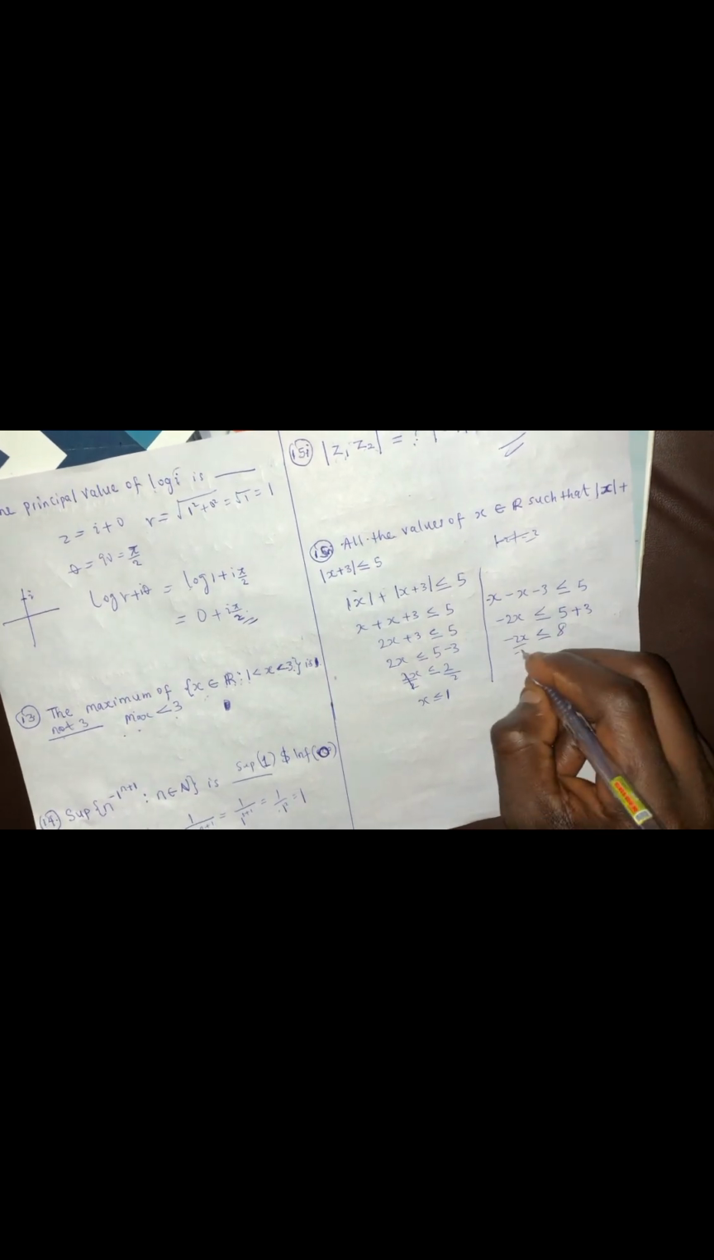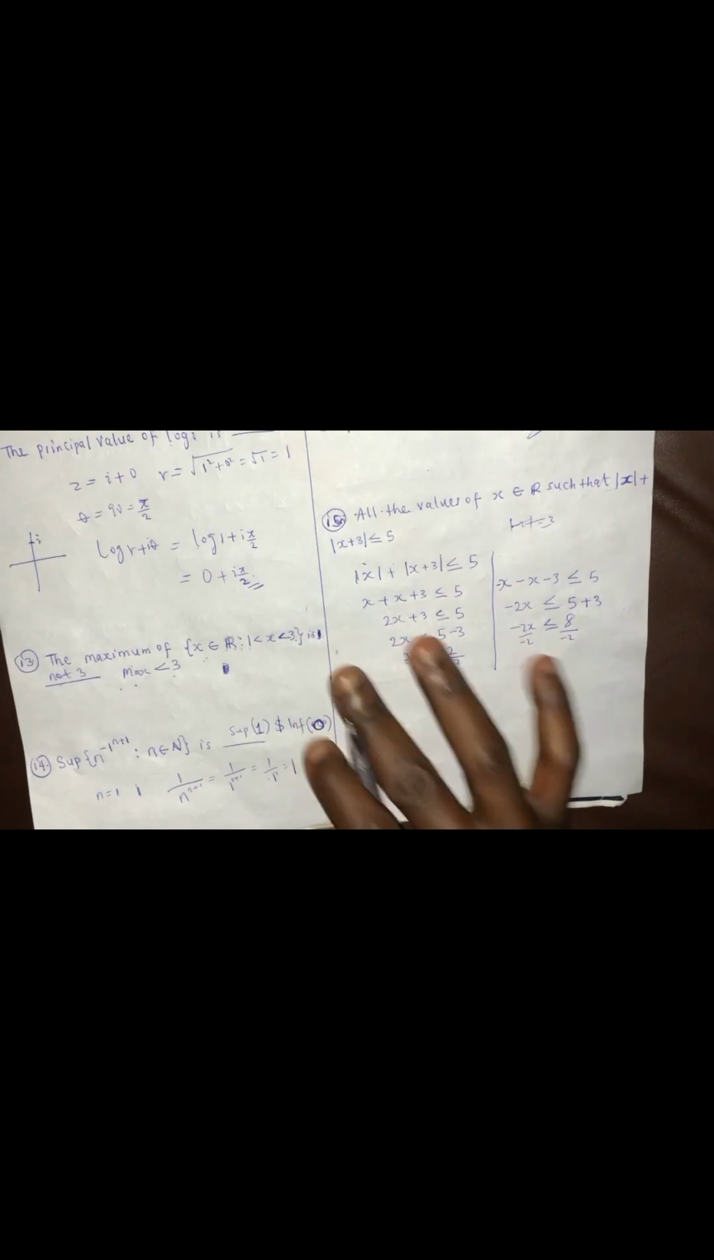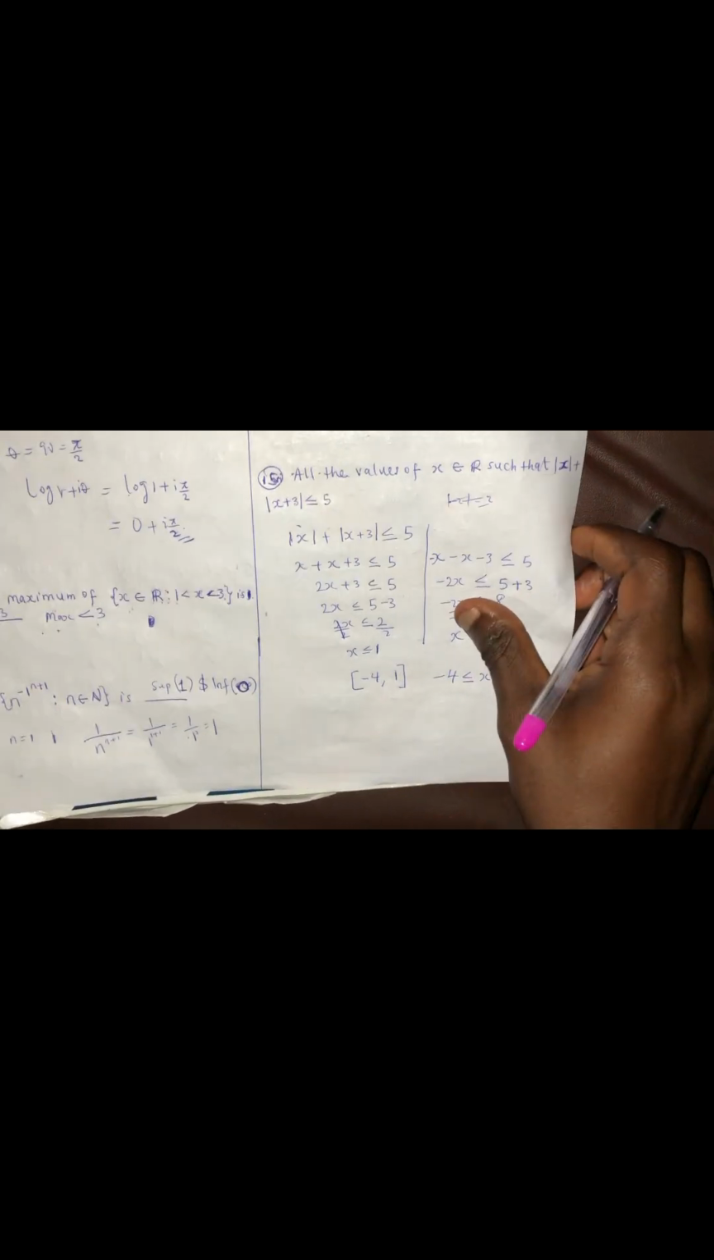So if that's the case, we have 8 here. If you divide both sides by minus 2, what would you have? You have minus 4. So it's going to be a bound from negative 4 to 1. So this is going to be the boundary. Sometimes you see it like this: negative 4 is less than or equal to x, which is also less than or equal to 1. So this is exactly what this means. So it is limited to this range.